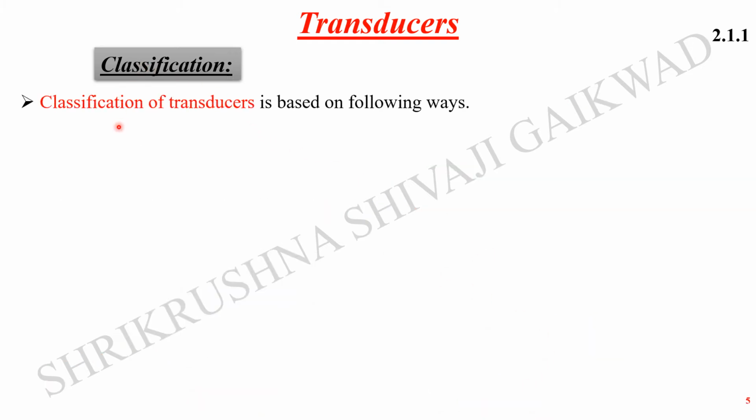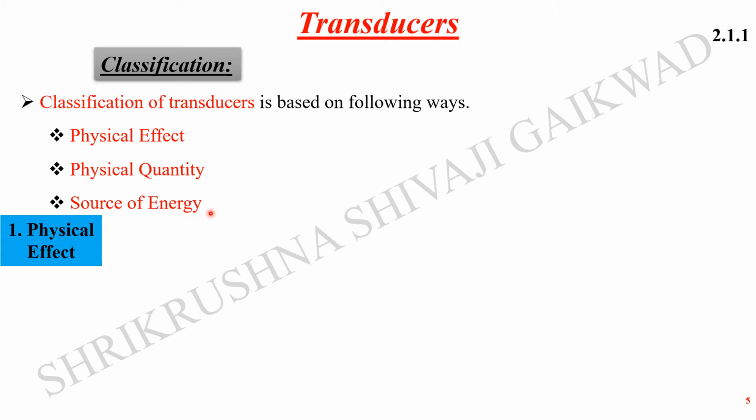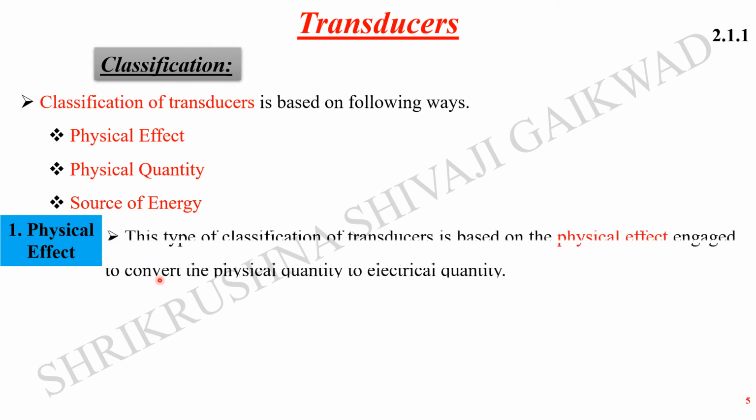Classification of the transducers is based on different ways. So a few of the ways we are considering over here. The first one is the physical effect, on the basis of which we can classify the transducers. Then the physical quantity, and the third one is the source of the energy. So on this basis we can classify the transducers, that is physical effect, physical quantity, and the source of energy used. Now in the first case we will try to understand the physical effect.